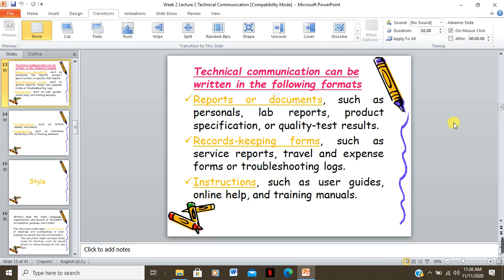So you see, these are the loopholes, these are the shortcomings that we often face.